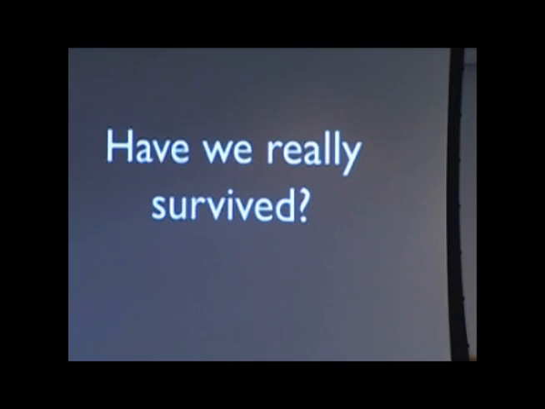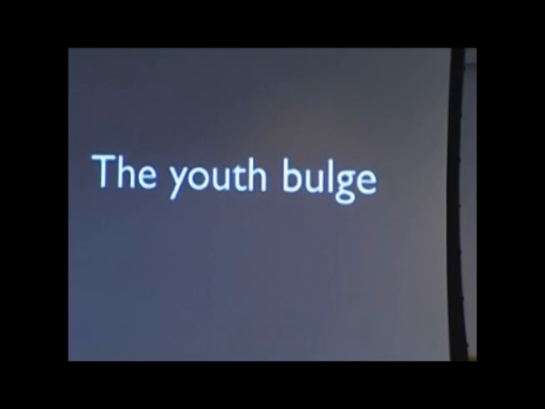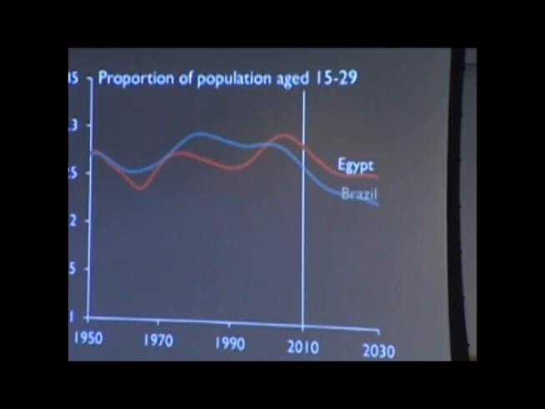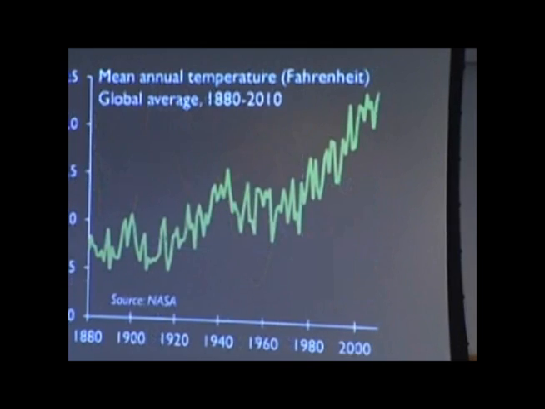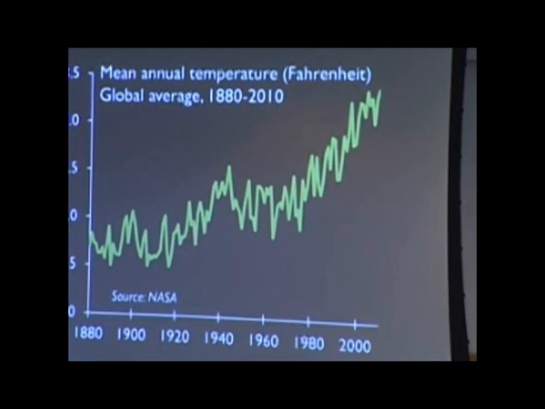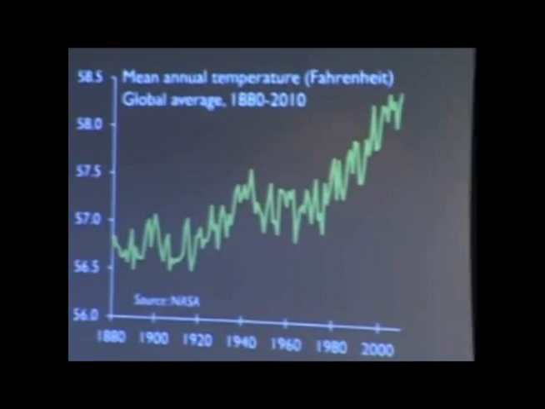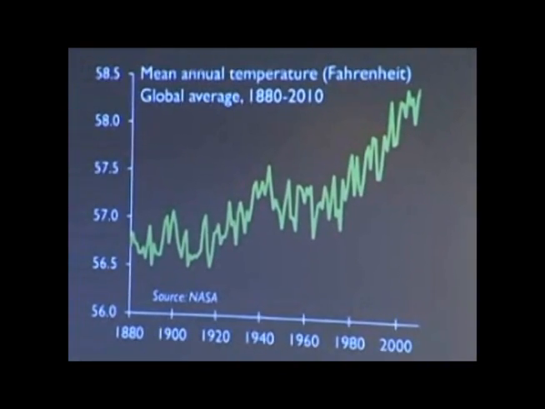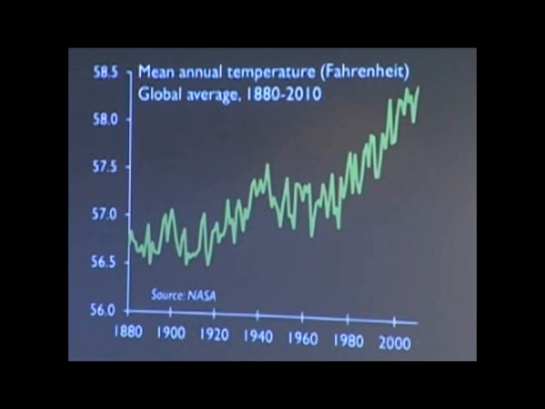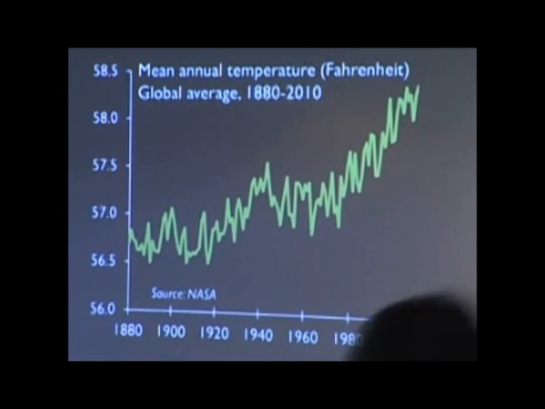Quickly, a couple of minutes on have we really survived. So there are a lot of things to worry about in the world still. I'm not going to talk about the youth bulge, though some might be worried about that. But more of you are probably worried about global warming. This is a graph of global warming. This is global average temperature from 1880 to 2000. It's gone up about two full degrees.